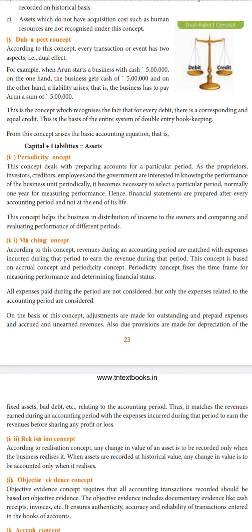One is you, and the other is your friend, which means you become the giver here, which shows the giving aspect, and your friend becomes the receiver, which shows the receiving aspect. So every transaction in the business will definitely have two aspects in one transaction. As per this concept, both aspects of the transaction are to be recorded.